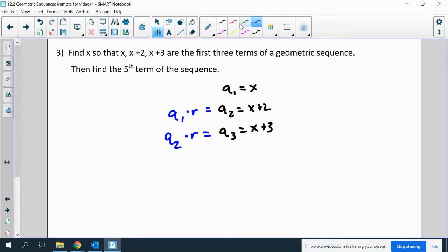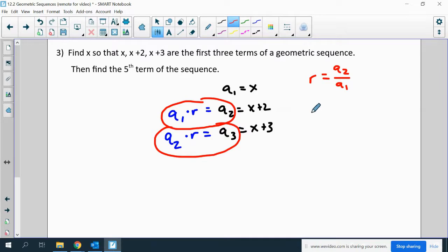So I use the recursive definition here to figure out what's going on. And what I then notice is that if I use these two equations, I realize that r equals a2 divided by a1, and r also equals a3 divided by a2. So I can set these two things equal to each other. Well, I already know what a1, a2, and a3 are. So r is equal to x plus 2 over x, and it's also equal to x plus 3 over x plus 2.